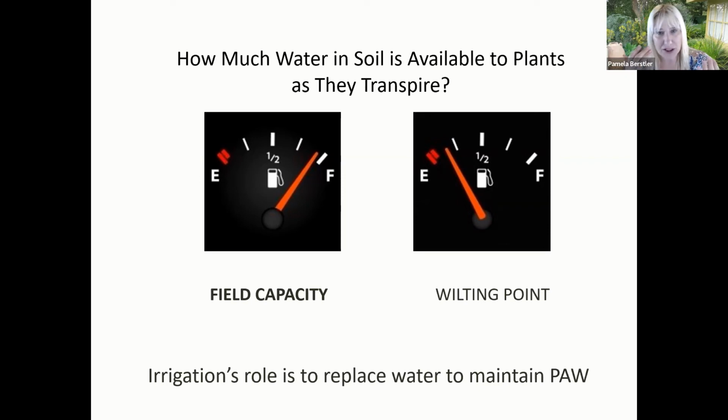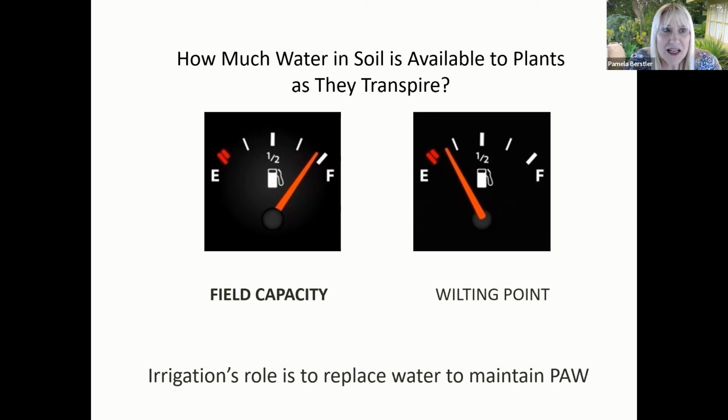If you imagine that the water in the soil at field capacity is like having a full gas tank, you've filled it all up, and now you've driven, and eventually you're on empty, and that is wilting point. Somewhere between full and empty, you're going to want to put gas back in your tank, assuming you have an internal combustion engine.